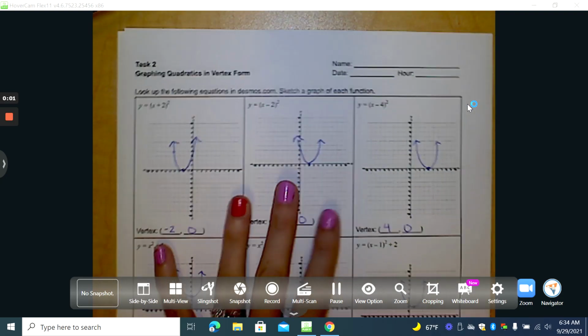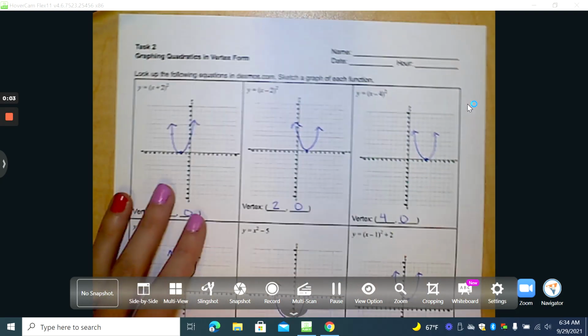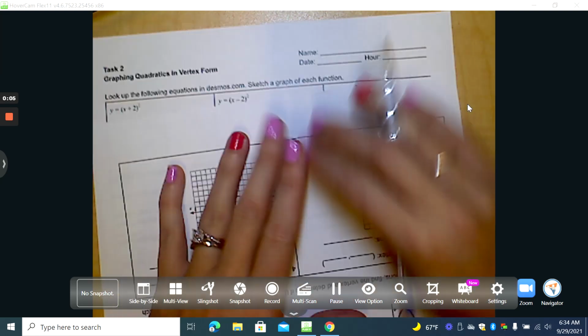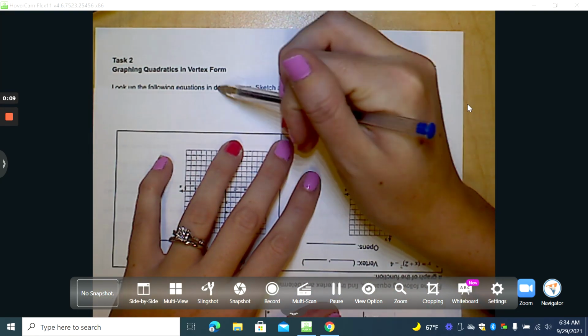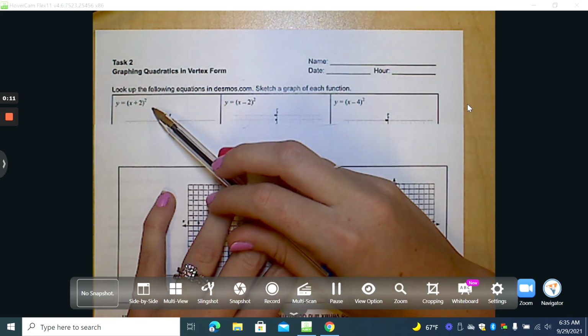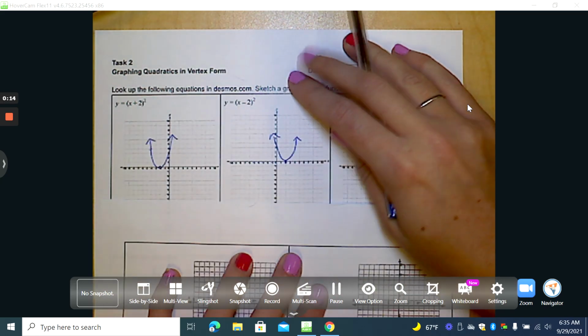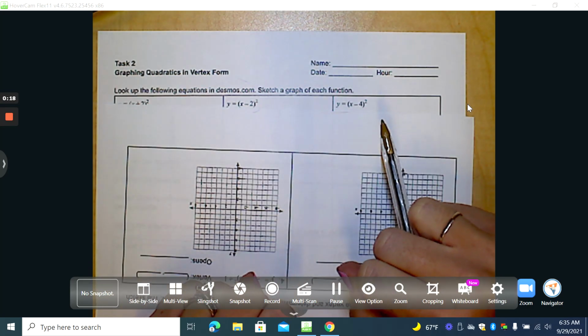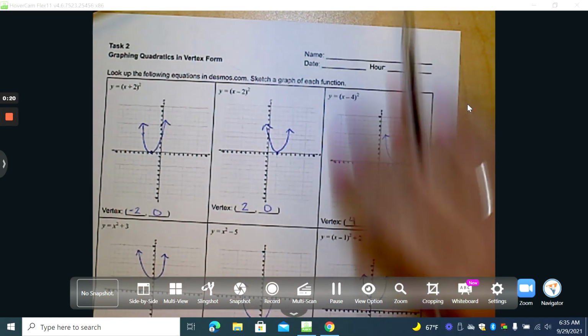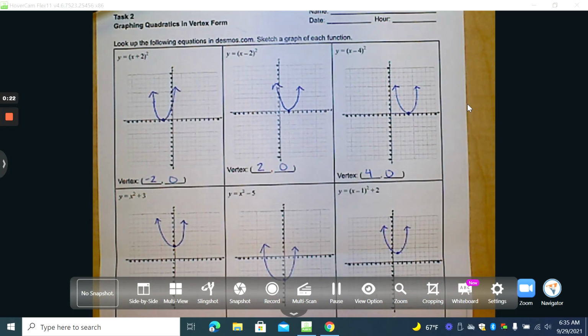All right, what you should be doing right now, before you even start this, is go to desmos.com and type in each of these equations, and sketch a little graph for each of them. If you haven't done that, pause and do that first. If you have done that, let's check your answers really quick.